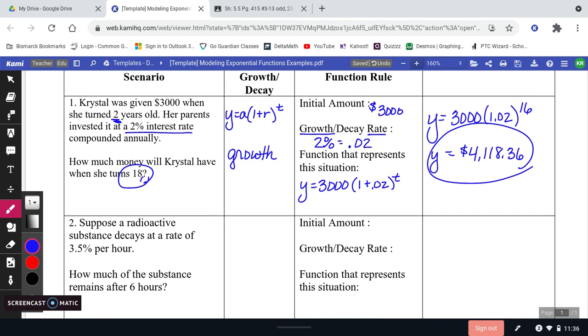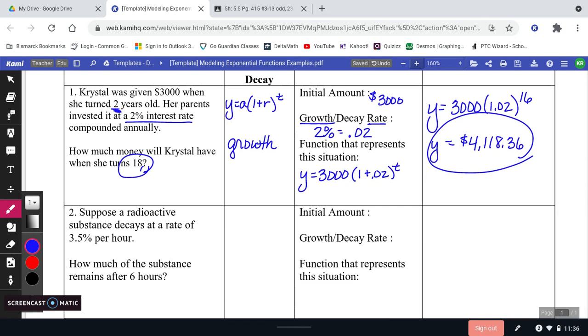And then also do this on your calculator. That way you know how your calculator works, especially if you're using, well, you have the graphing calculator app on your Chromebook, but if you're using a calculator on your phone or something like that, you're going to want to know exactly how to put that in correctly.